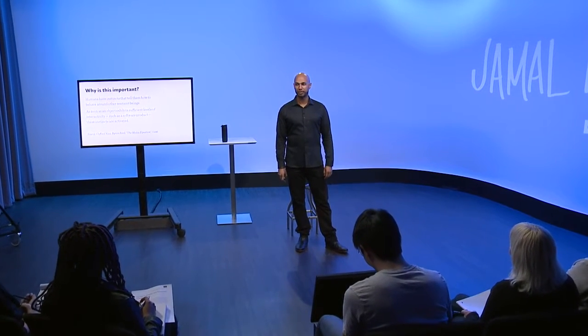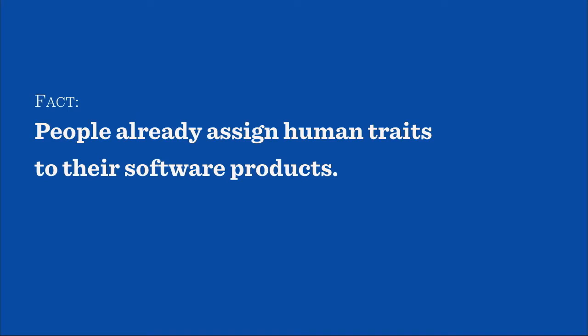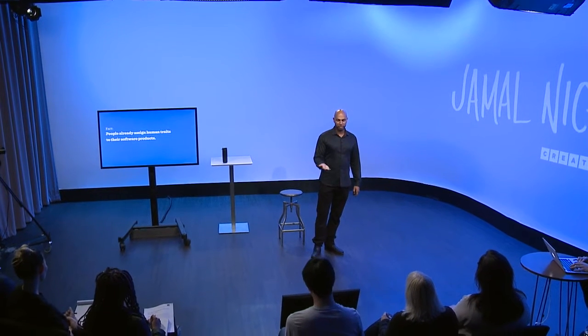Some very smart people from Stanford did some science in the 90s and found out that humans have some instincts in our brain that tell us how to behave around other sentient beings. As soon as an object exhibits certain levels of interactivity, in the way that your phone does when you press something and it does something back, those instincts are activated. That's a fancy way of saying that people already assign human traits to their software products, even though they're clearly not human.